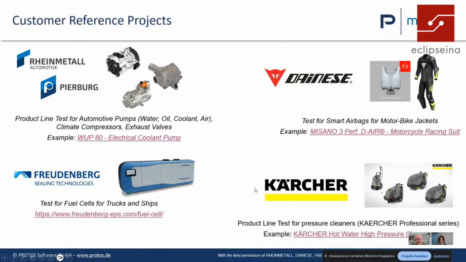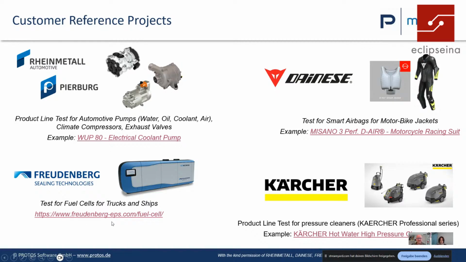And I'll give you 4 examples for reference customers. Rheinmetall Automotive, that's a typical automotive component customer. They do all kinds of components for cars: pumps, climate compressors, exhaust valves, and so on. Then Dainese, motorbike clothing. They have airbags in their motorbike jackets and in their motorbike suits for racing. There we test the complete trigger of the airbags. That's of course everything safety critical.